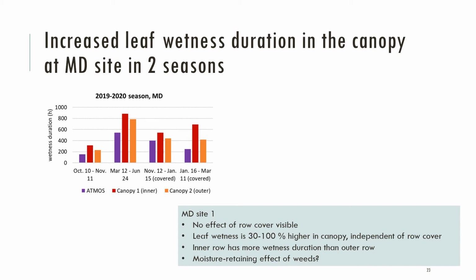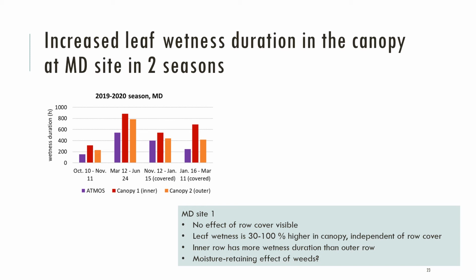I subdivided the whole time frame into several times where we can see some trends. So the first two time frames are from October to November and from March to June. Those are the two time frames when the plots were not covered. And we can see that the leaf wetness duration was higher in the canopy compared with the weather station.